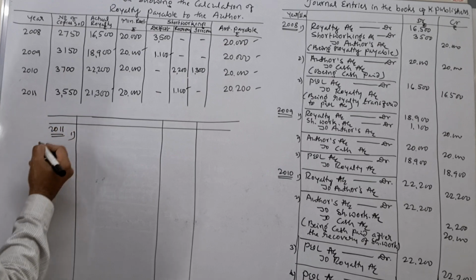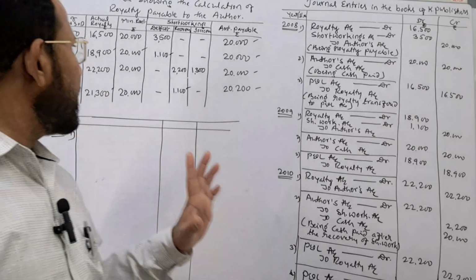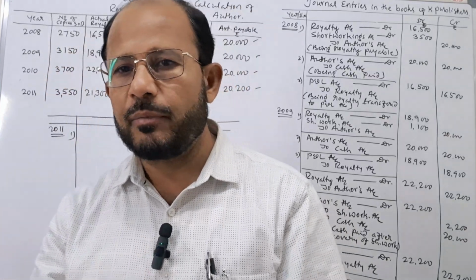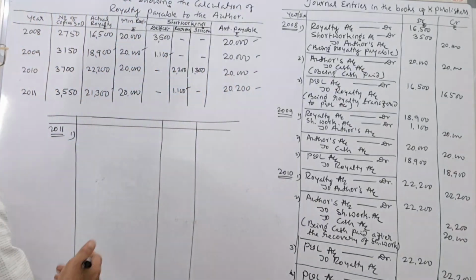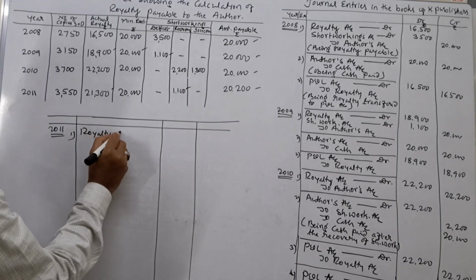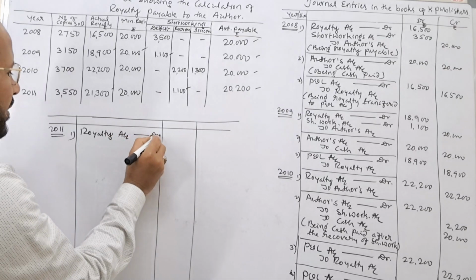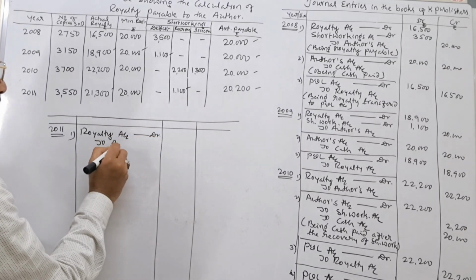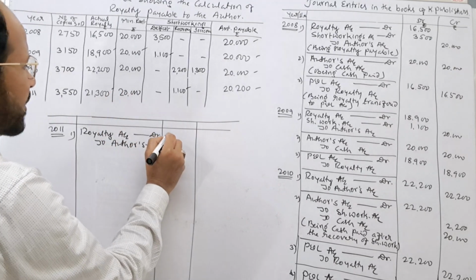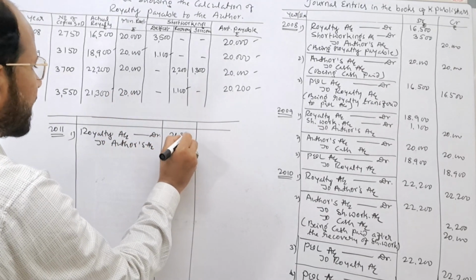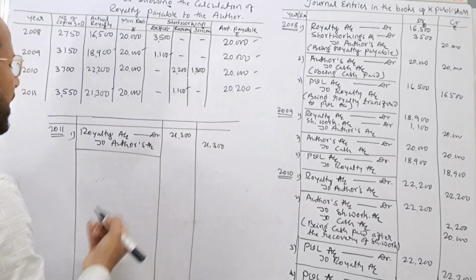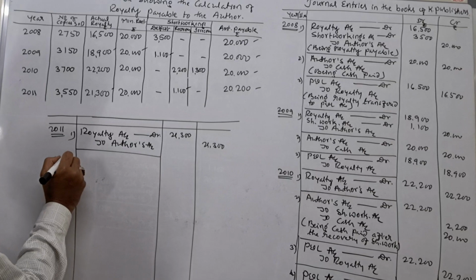2011, first entry. See, in the year 2011 also, actual royalty is more than the minimum rent. Therefore, here only royalty account is to be taken. Royalty account is debited to author's account. Give entry to author's account. What is the amount? Actual royalty 21,300 and 21,300. You write the narration, being royalty payable to the author.